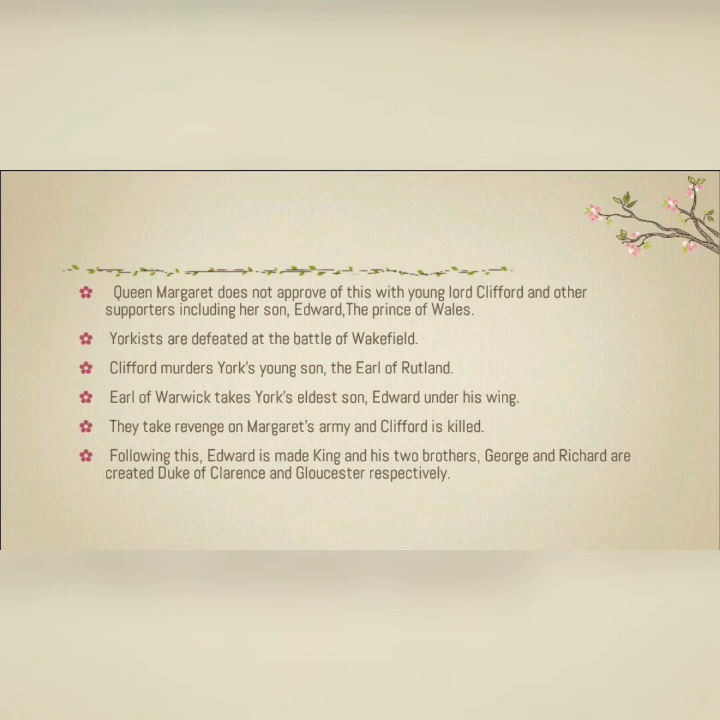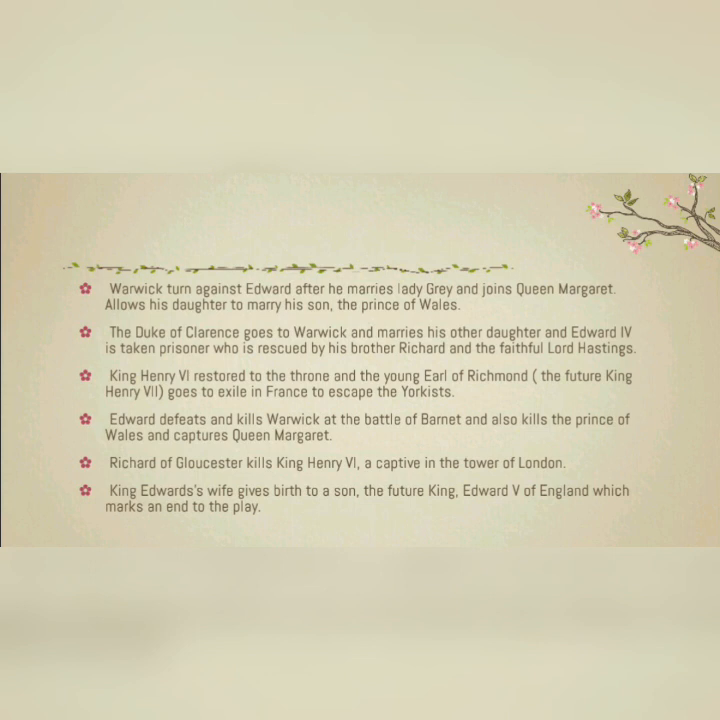Following this battle, Edward is proclaimed king and his two brothers, George and Richard, are created Duke of Clarence and Gloucester, respectively. Warwick turns against Edward when he marries Lady Grey, and he changes sides, joining Queen Margaret and allowing his daughter to marry her son, the Prince of Wales. The Duke of Clarence goes over to Warwick, marrying his other daughter, and Edward IV is taken prisoner. He is rescued by his brother Richard and the faithful Lord Hastings.